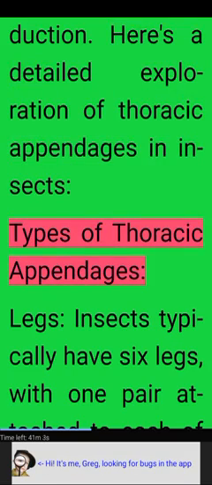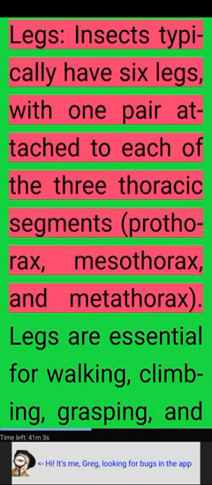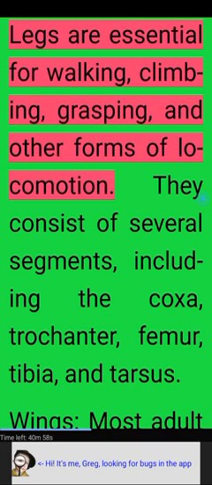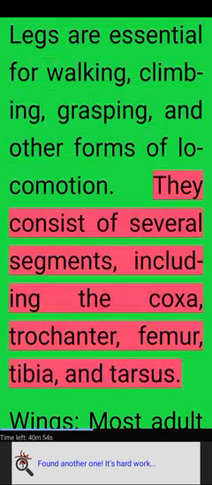Types of thoracic appendages. Legs. Insects typically have 6 legs, with 1 pair attached to each of the 3 thoracic segments: prothorax, mesothorax, and metathorax. Legs are essential for walking, climbing, grasping, and other forms of locomotion. They consist of several segments, including the coxa, trochanter, femur, tibia, and tarsus.